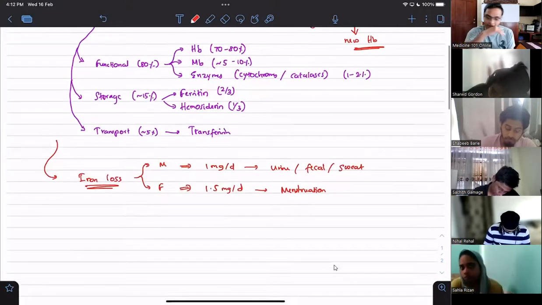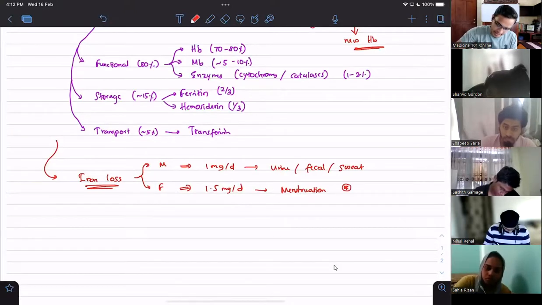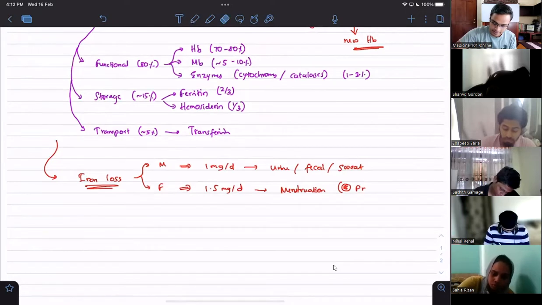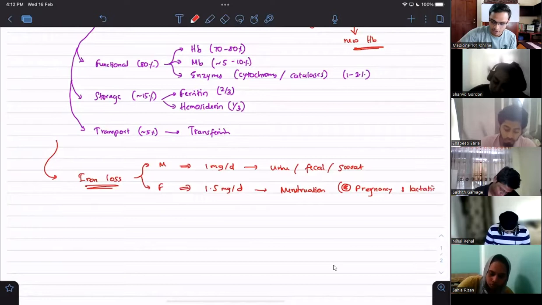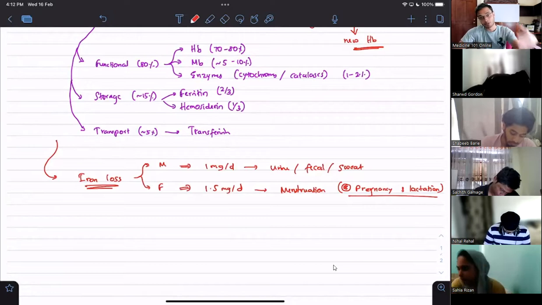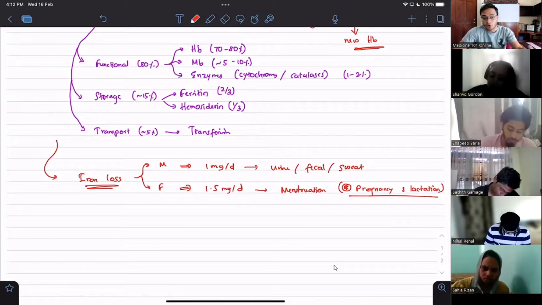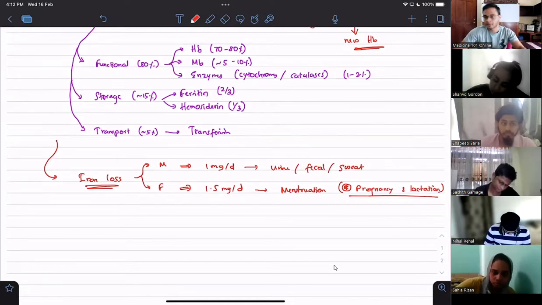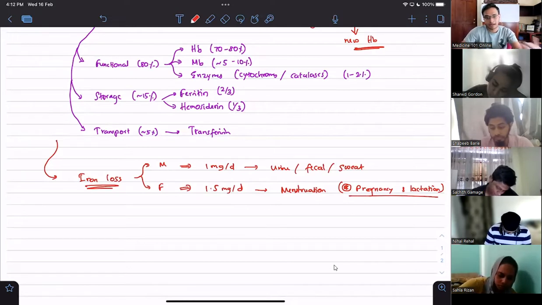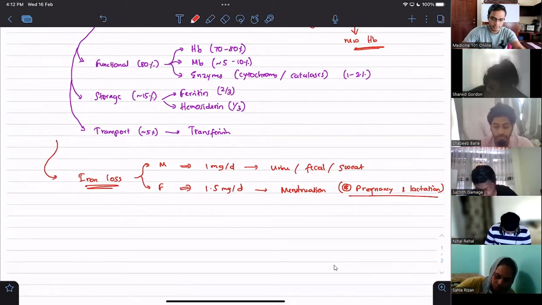Then just write a star or a bracket and put pregnancy and lactation as different. We will talk about pregnancy and lactation. The iron loss, especially during pregnancy, is very much higher, sometimes 3, sometimes 4 milligrams a day, or even higher. And for lactation, it depends on whether they're having a twin or multiple pregnancy, based on those factors. We'll talk about those in a little bit.